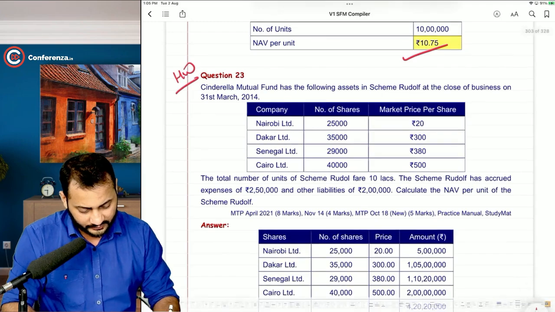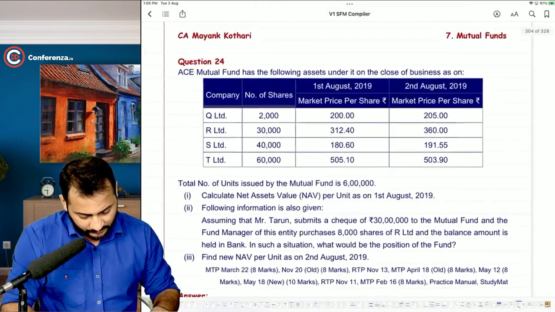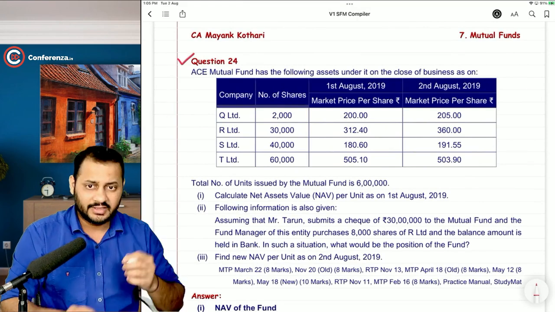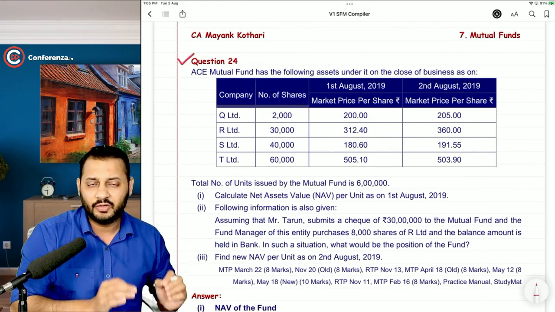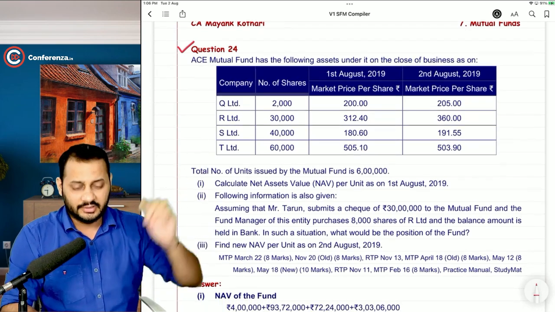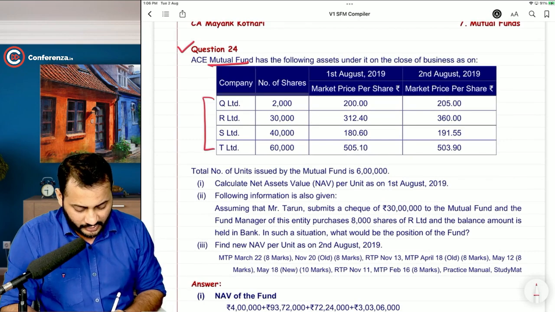Now question number 23 is your homework. You are going to do it. It's very easy. Question number 24 is what we are going to discuss. Let's have a look. Now there is an ACE mutual fund that has the following assets under it on the close of the business. See, this is a mutual fund already, and there are 4 companies in that.